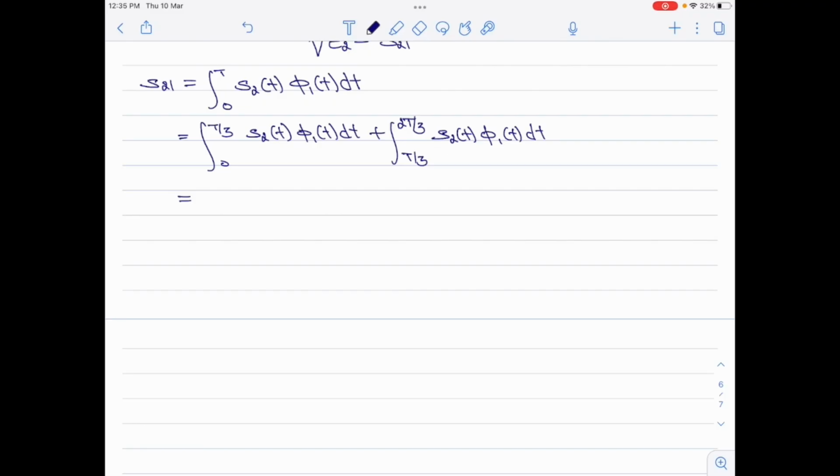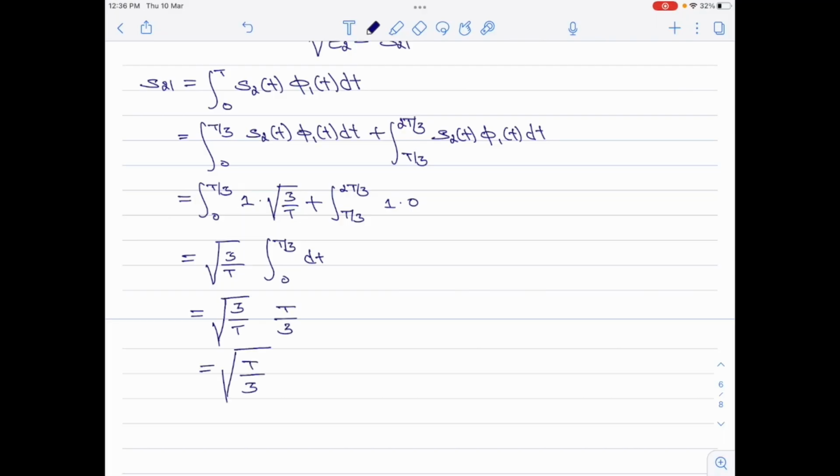Let us now substitute the values. It is integral 0 to T by 3, s2 of t, which over this interval is actually 1, times phi 1 of t, which over this interval is equal to square root of 3 divided by T, plus, then we have T by 3 to 2T by 3. The value of s2 of t over this interval is once again 1, whereas the value of phi 1 of t over this interval is 0. Therefore, this simplifies to the answer for s21.